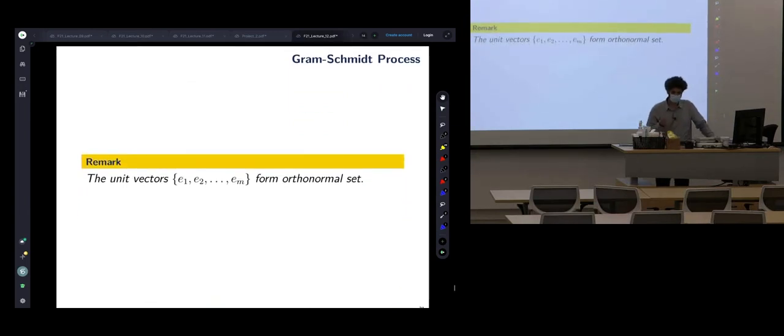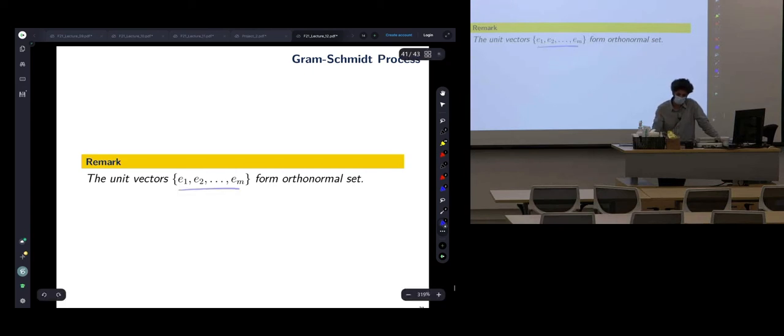Now, as a byproduct of that process, each time I normalize the new vectors, the set V1 to Vm was orthogonal, but the set E1 to Em forms an orthonormal set of vectors.